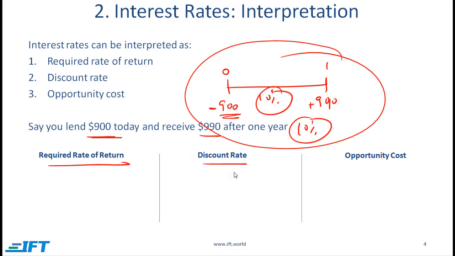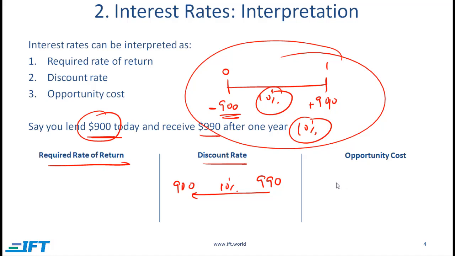Discount rate is also straightforward, and we'll cover it briefly here and in a lot more detail later. But if you think of the money that you are getting after 1 year, which is 990, you can discount 990 at 10% to get the present value of 900, and therefore the 10% can also be thought of as a discount rate.